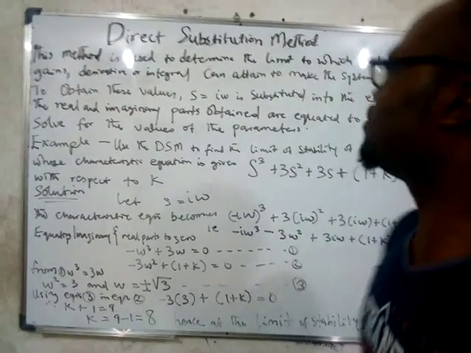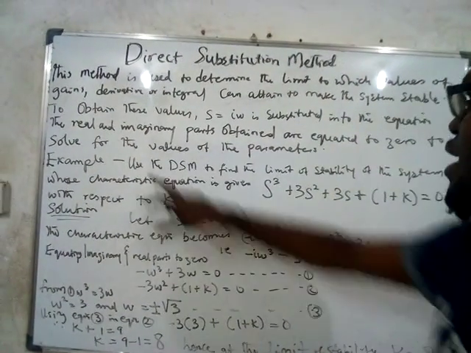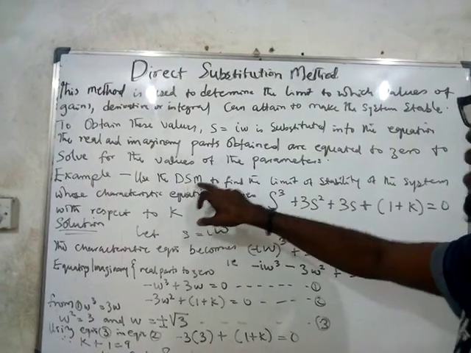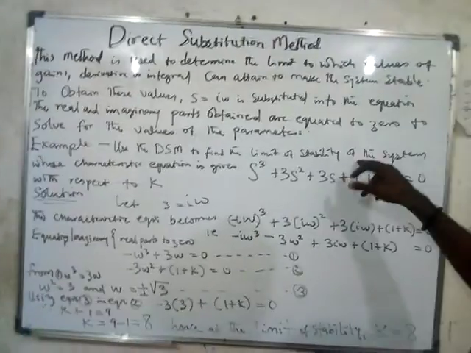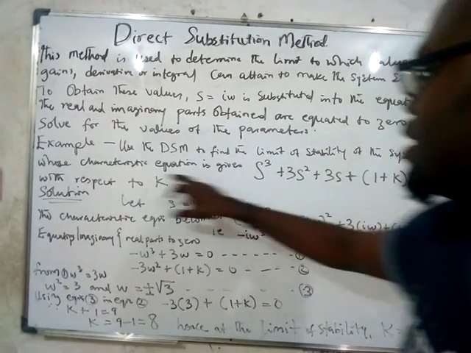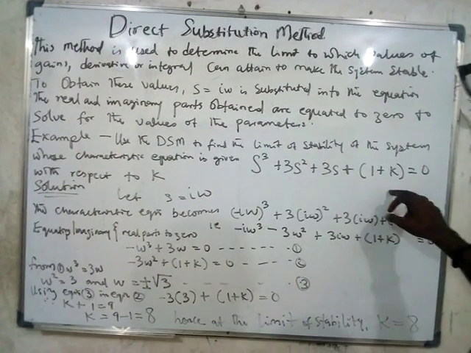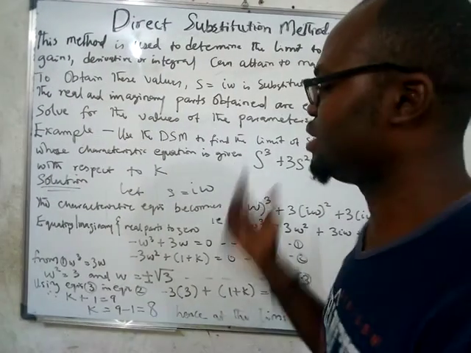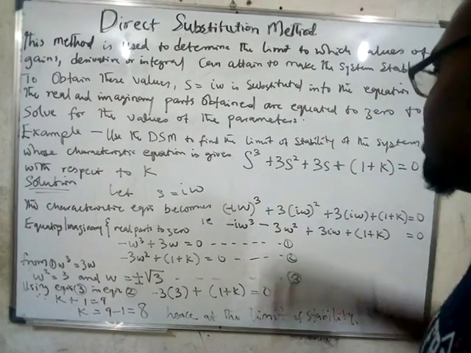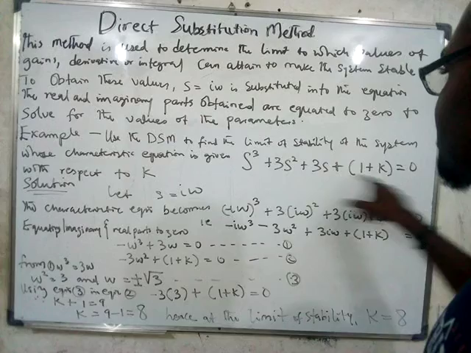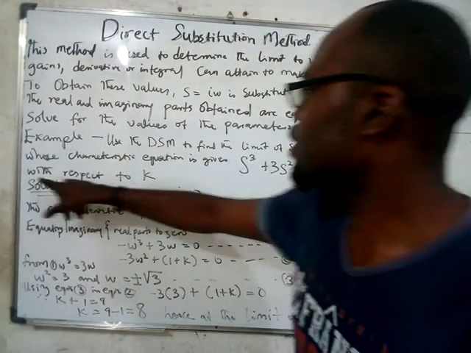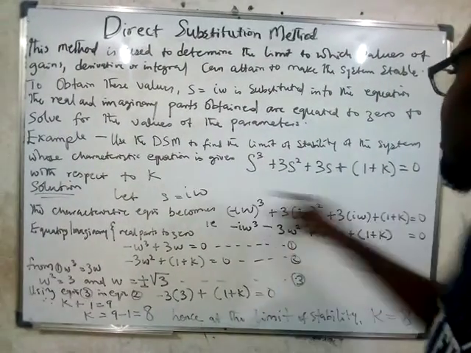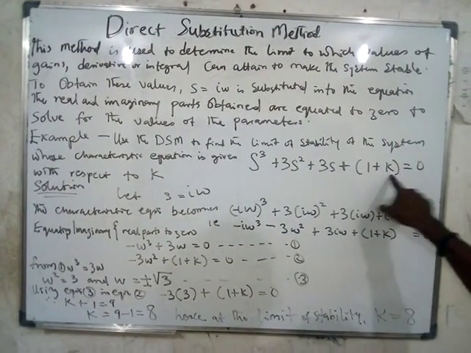So let's take an example. With the example, you understand it better. Using the DSM, which is direct substitution method, find the limit of stability of the system whose characteristic equation is given as this. I told us in control, you must always have a characteristic equation. So this is the characteristic equation written in terms of s. You understand? So first thing you do, and you should do it with respect to K, find this limit with respect to K.